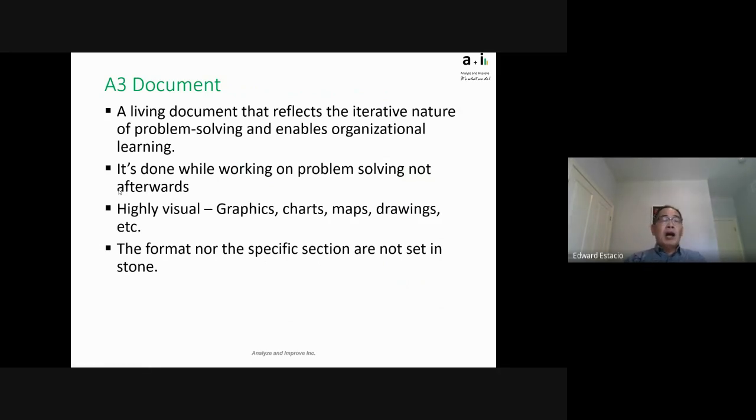It is also a document. It is a living document that you can continuously update, but during the problem solving time and not afterwards. It is highly visual because it uses graphs, charts, drawings, etc. As much as possible, limit the verbiage or just use graphics. The format and the specific sections are not set in stone, which is a good thing. You can always move things around.